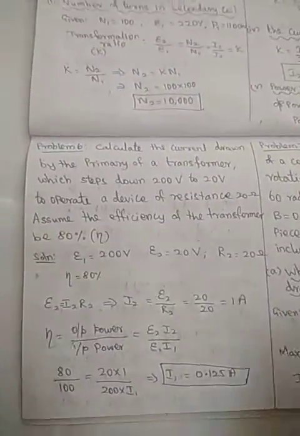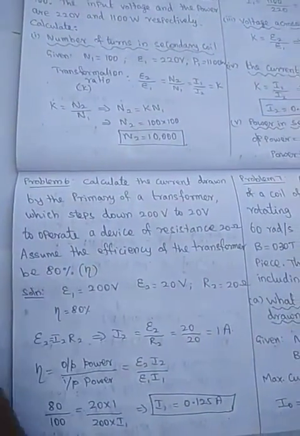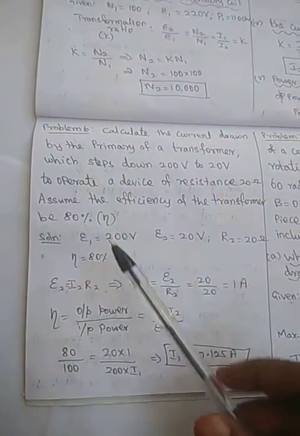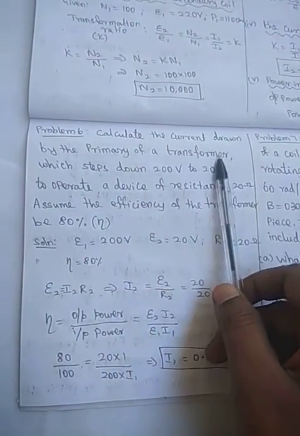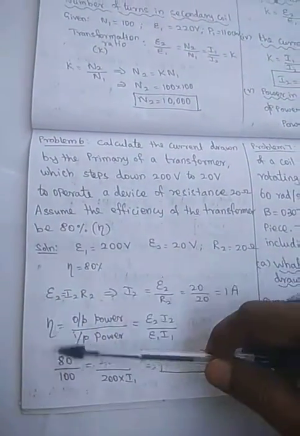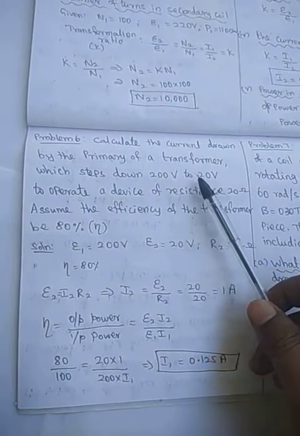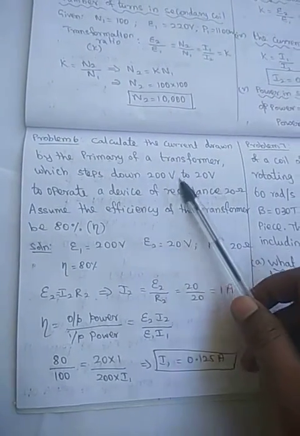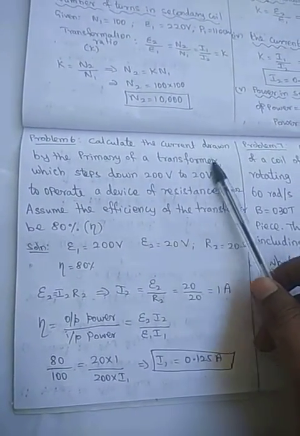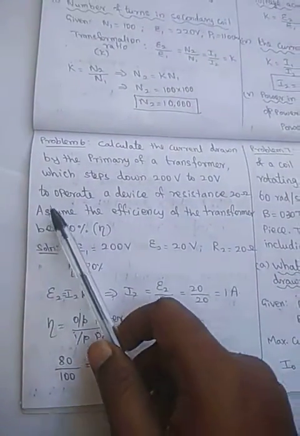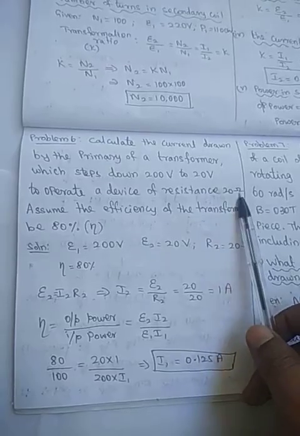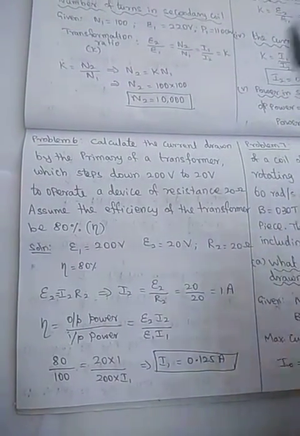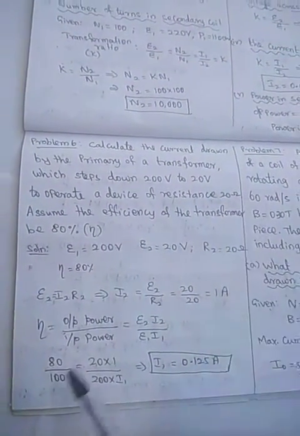The next question is also based on the transformer. Calculate the current drawn by the primary of a transformer which steps down 200 volts to 20 volts. So primary coil voltage is 200 and secondary coil voltage is 20. To operate the device the resistance is 20 ohm. That is the secondary coil resistance is 20.